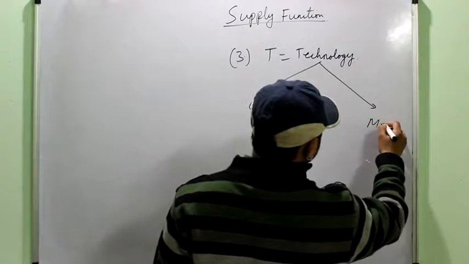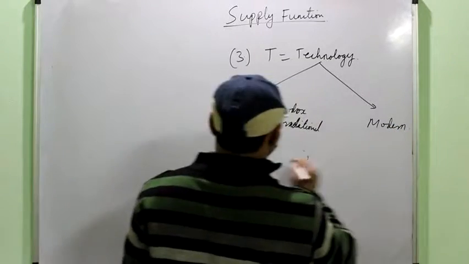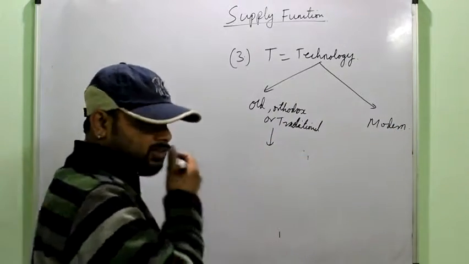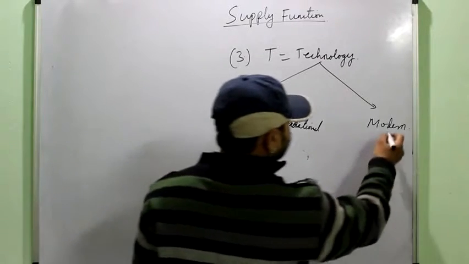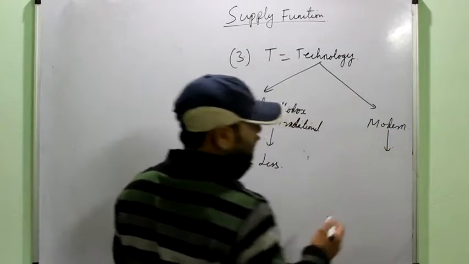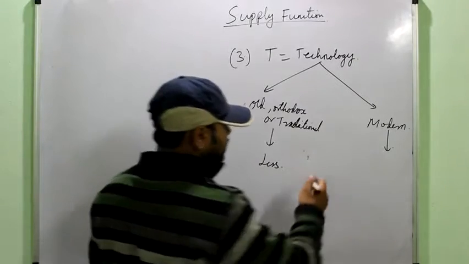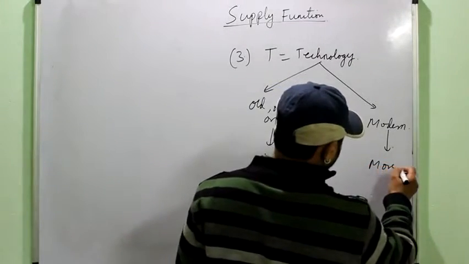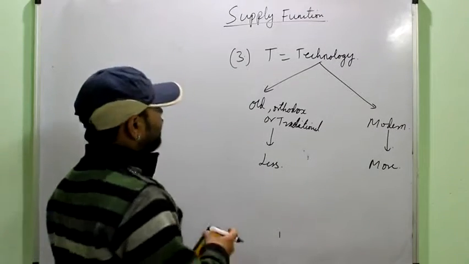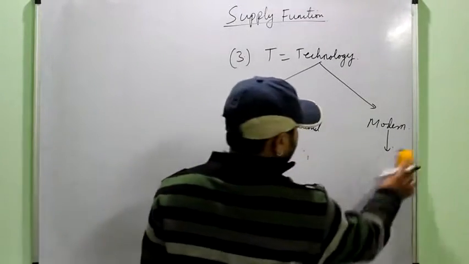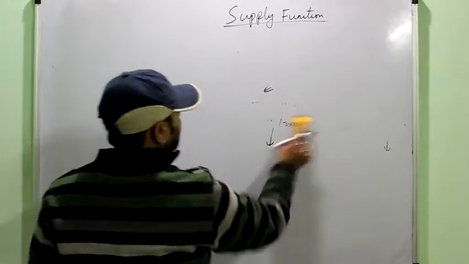and a modern technology. If the firm is using old technique, old technology of production, then the supply would be less. While for a firm using a modern technique of production, modern technology, supply would be more. Then after this we have the fourth determinant of supply, that is the input cost.